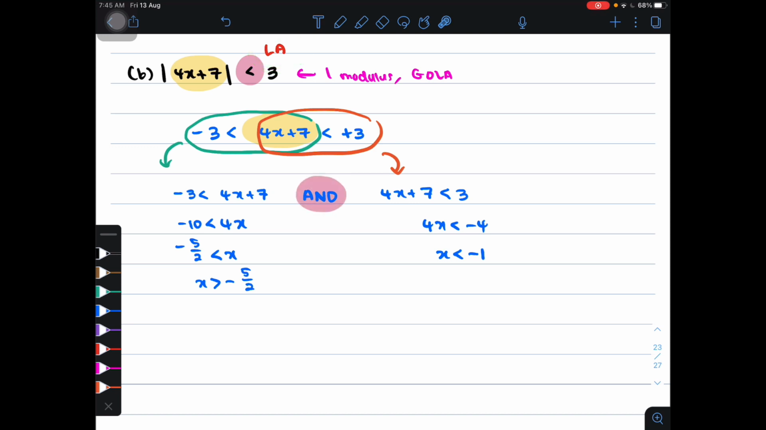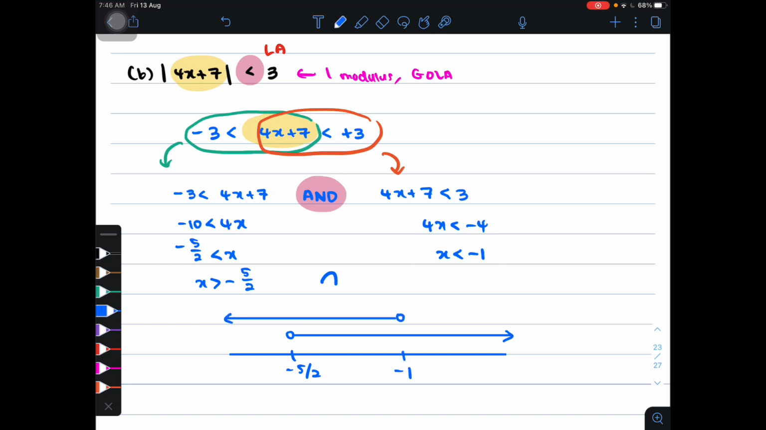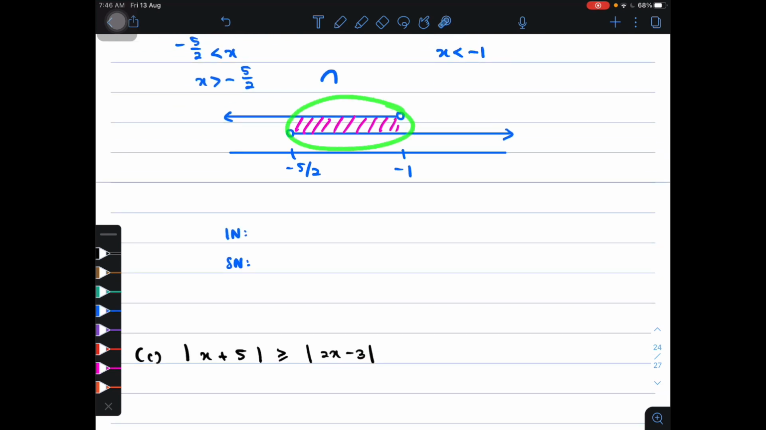So, how do you find the final answer? And means that you need to use intersect. So, let's draw the number line. Intersect means that it is the area between the 2 lines. And that's how you solve for la.